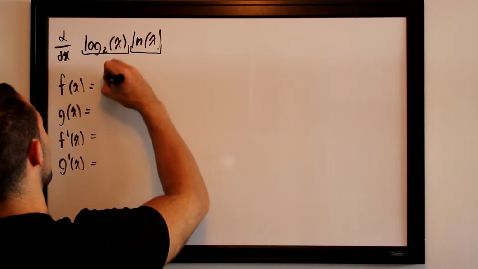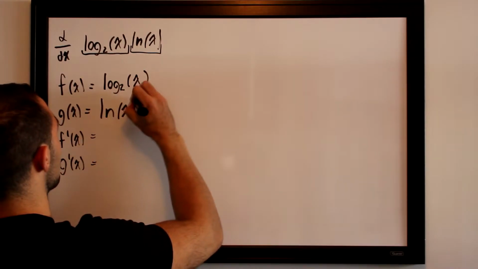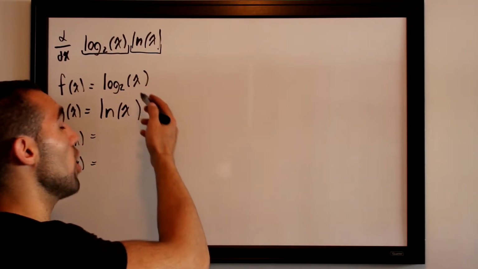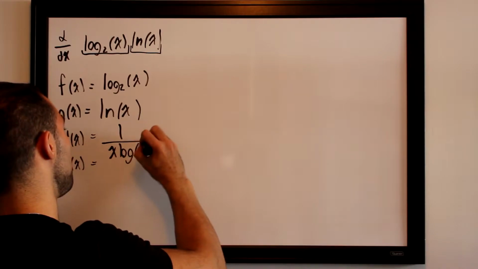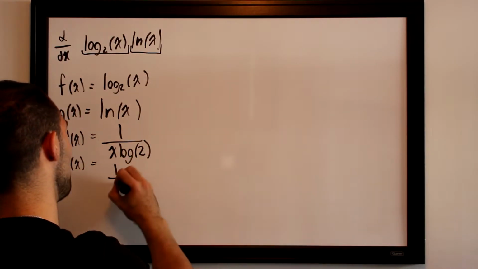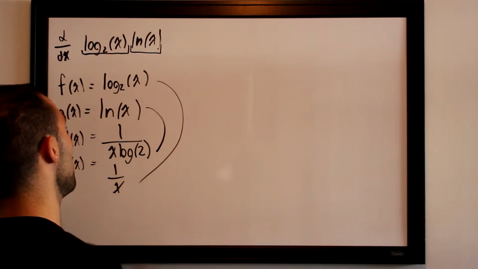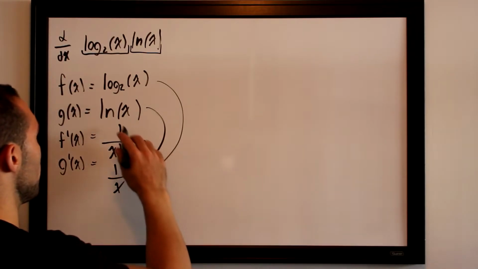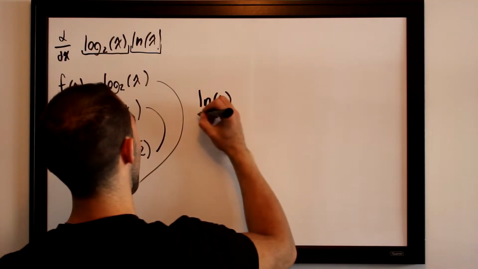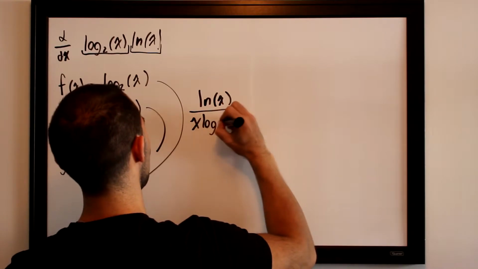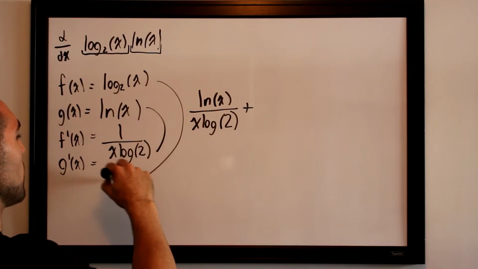So f of x will be log base 2 of x, and the g of x will be ln of x. Now our f prime of x is the derivative of log base 2 of x, which is 1 over x times log of 2, and the derivative of ln of x is 1 over x. So we will join our f prime with our g, and our f with our g prime, and then add it all up. So we will be left with f prime times g, which is ln of x over x times log of 2. And then we will add on log base 2 of x times 1 over x.